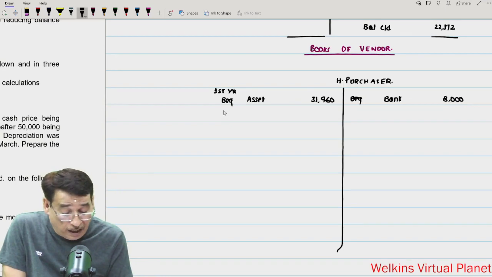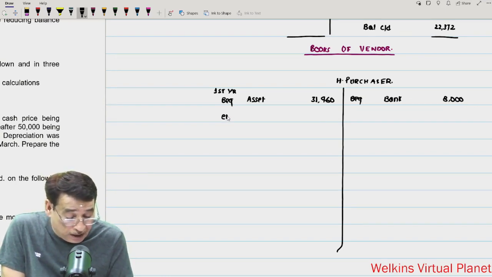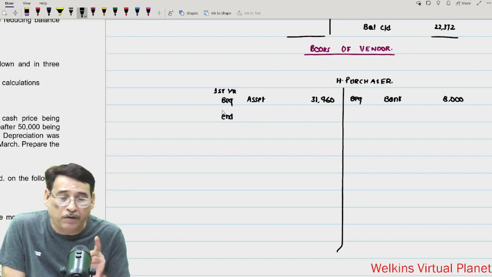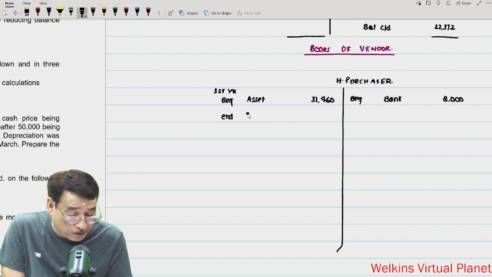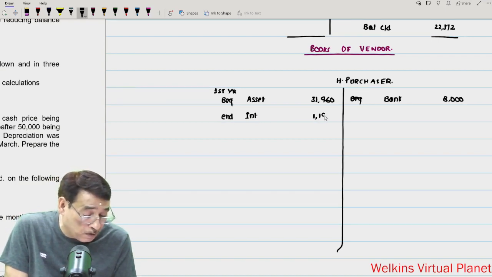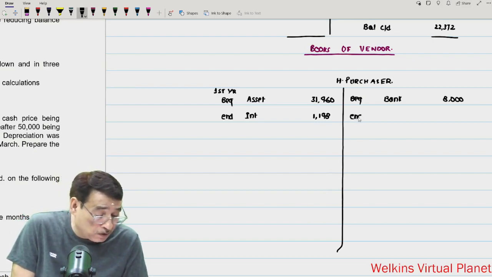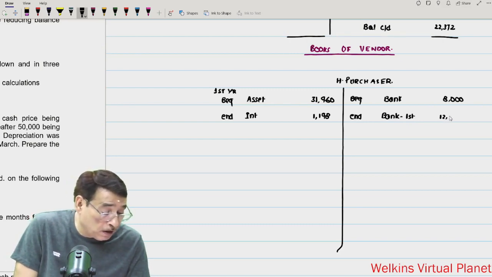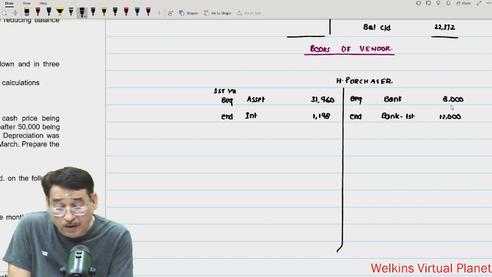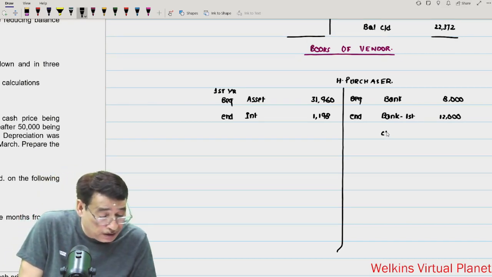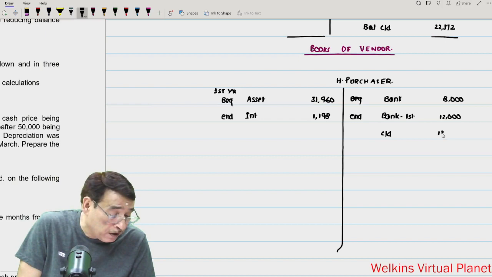Now, when you will reach the end of the year, you are going to pass the entry for interest due. Entry will be hire purchaser account debit to interest account. We computed interest, that is 1198. Then we are going to receive the first installment by bank. This is our first installment. The first installment is equal to 12,000. Is it clear? Now, balance carried down, we shall write 13,158.